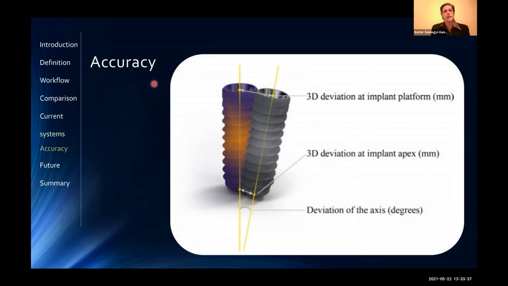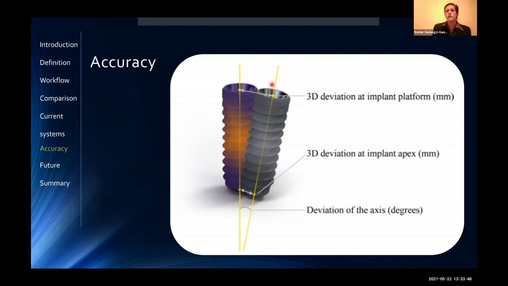Now let's talk a tiny bit about accuracy, because you can tell me, yeah, sure, you told us that you should trust the system and not even look at the patient while you're doing surgery. When it comes to the accuracy of these systems, we usually look at deviation horizontally at the implant platform, deviation at the apex, and then we also look at the deviation of the axis of the implant in degrees.